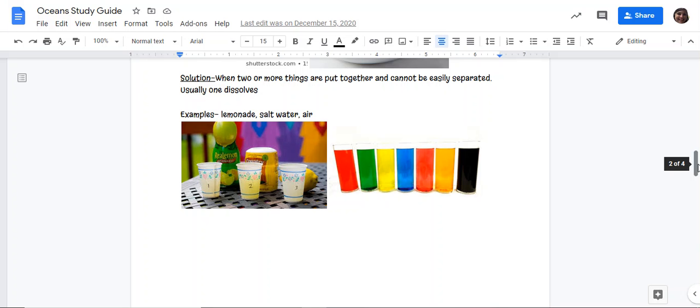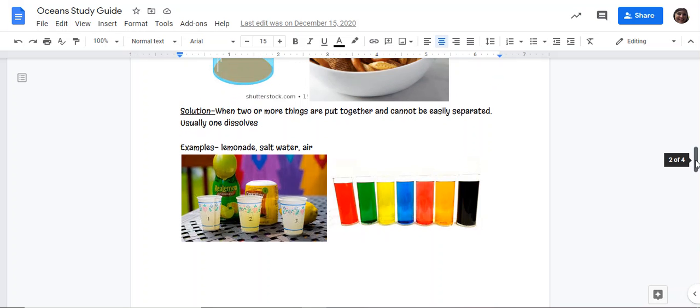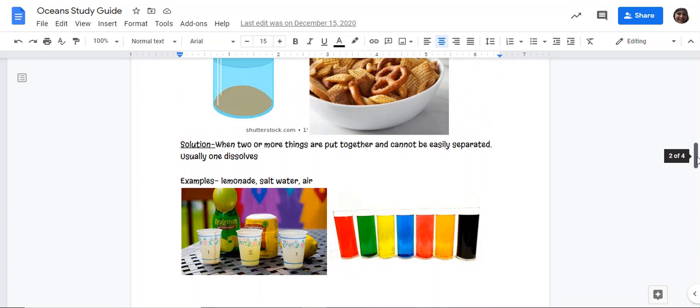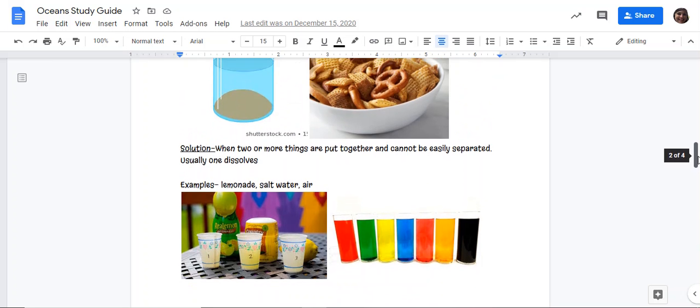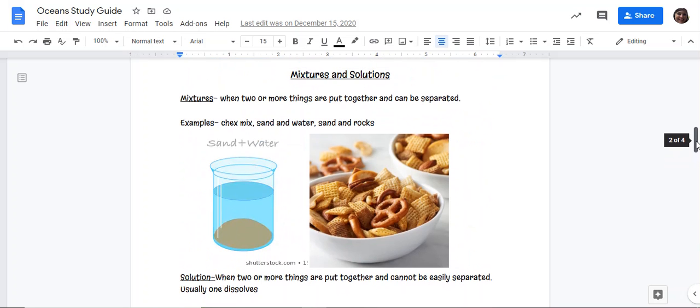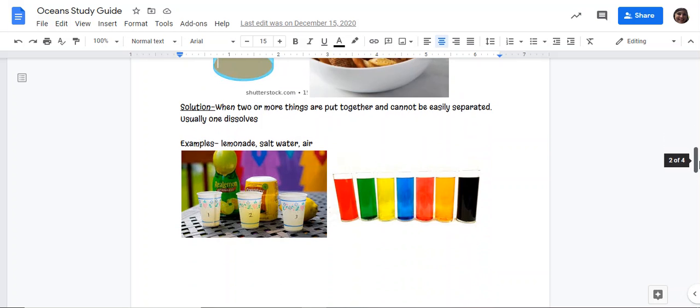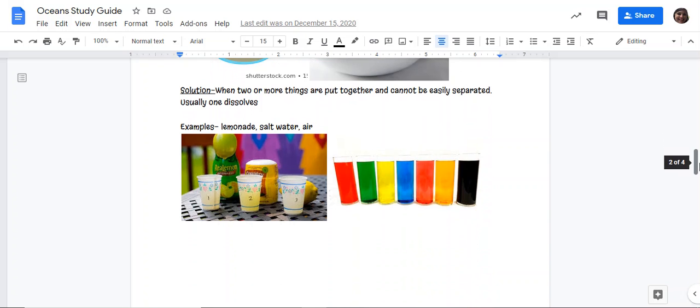So the biggest difference: can I separate them? Can I see the individual parts or pieces that were used to mix it? In a mixture, I can still see them. They're separate from each other. In a solution, I cannot see them anymore and they cannot be easily separated. So that was mixtures and solutions.